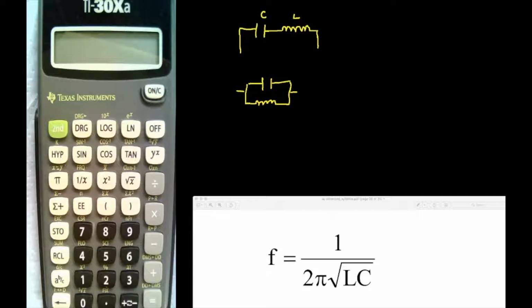I'll give you a clue. I'll tell you what it is. The acceptor circuit is the series tuned circuit, and that's low impedance at resonance, and the parallel tuned circuit is the rejector circuit, and that is high impedance due to the circulating currents at resonance.